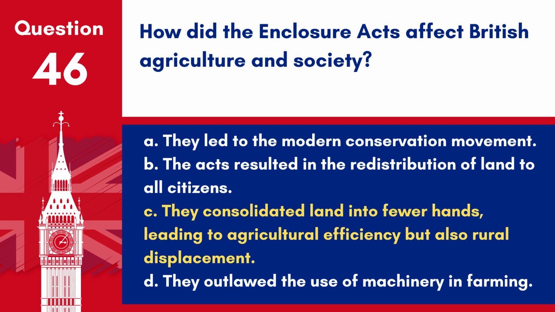Answer: C. They consolidated land into fewer hands, leading to agricultural efficiency, but also rural displacement. The Enclosure Acts fundamentally changed the landscape of British agriculture and had profound social consequences, including urban migration.